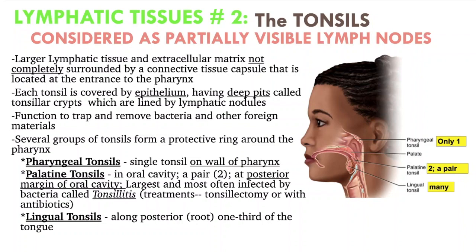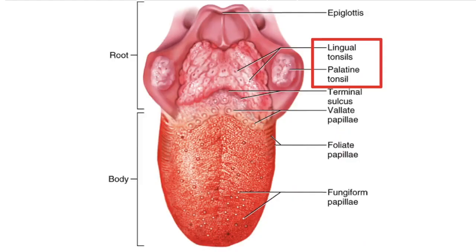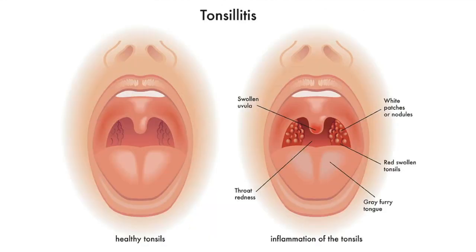Then you have the lingual tonsil. Remember, lingual, think of language. This is at the root or posterior of the tongue. On this diagram, you can see the lingual and palatine tonsils. You see the swollen lymph nodes, the swollen tonsils, versus the healthy tonsils.